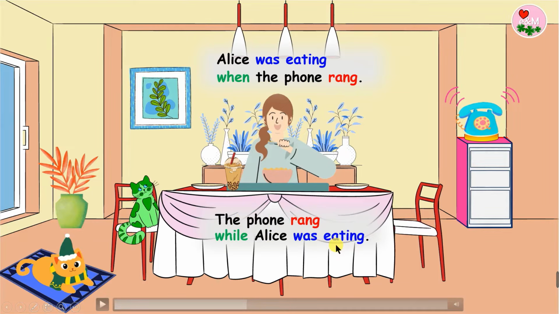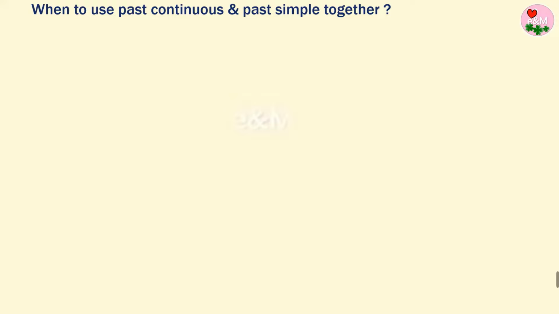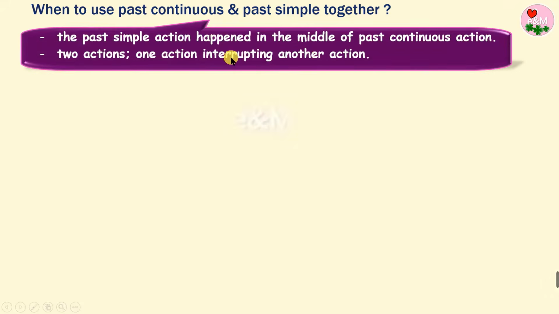It's very easy to explain it with the help of a timeline. Let's move on. We use these two tenses together to say the past simple action happened in the middle of the past continuous action, or to describe two actions, one action interrupting another action.